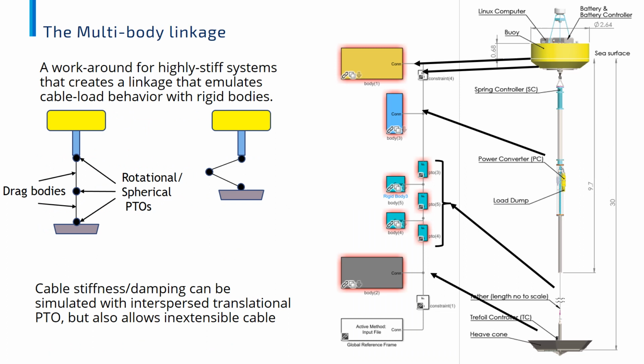The other method that we would encourage for modeling cable type linkages in WEC-Sim we're referring to as the multi-body linkage. And this is a workaround that's encouraged for highly stiff systems where the cable block is just not going to work. Basically, through a system of rotational or spherical PTOs, we create a linkage that just by virtue of its geometry can support a load only in tension. And so we're sidestepping the need to do an explicit logic check and just letting the amalgamation of PTOs and bodies used to model the linkage implicitly handle this for us.